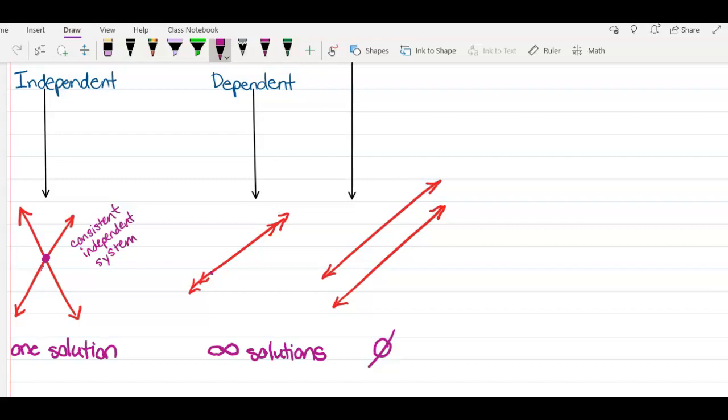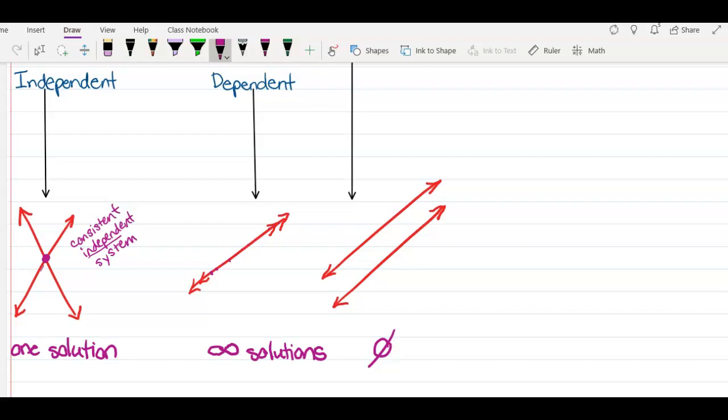Sometimes the lines will intersect everywhere. Here, here, here, here, here, here, here, all over. These have infinite solutions. And when that happens, this is a consistent, dependent system. The way I remember the difference between those two, dependent and independent, if you're independent, you're just a one-man show. You do everything on your own. One person, one solution, one point of intersection, independent.